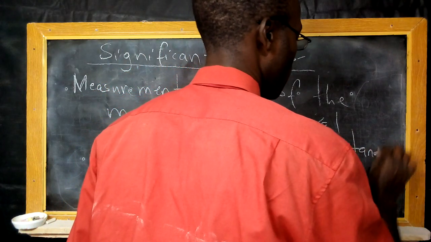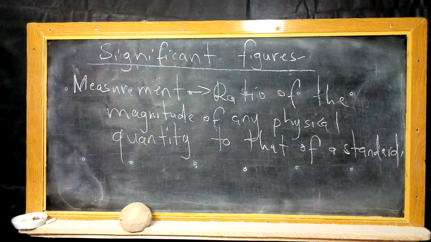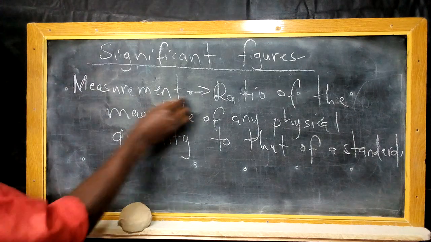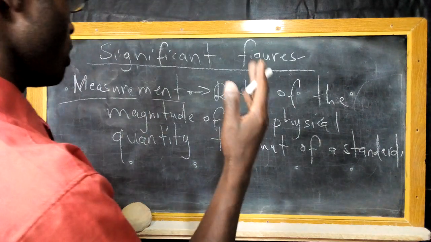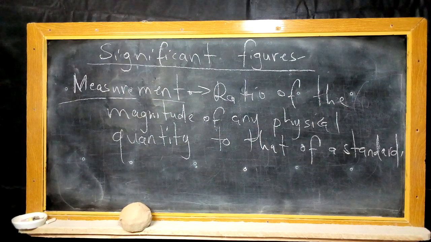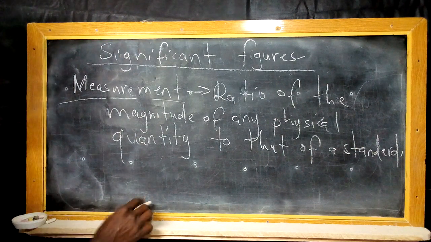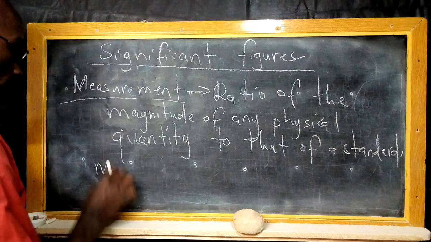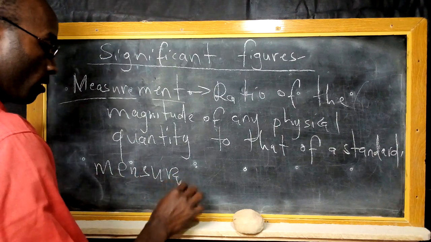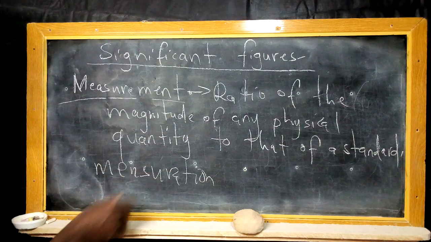Now that we have said that a standard is a quantity that is used as a reference point in order to determine the size or magnitude of other quantities, a measurement refers to a ratio of the magnitude of any physical quantity to that of a standard. The process of making a measurement, as we are going to see further, is known as mensuration. So if we come across this term during our discussion, the process of taking a measurement is referred to as mensuration.